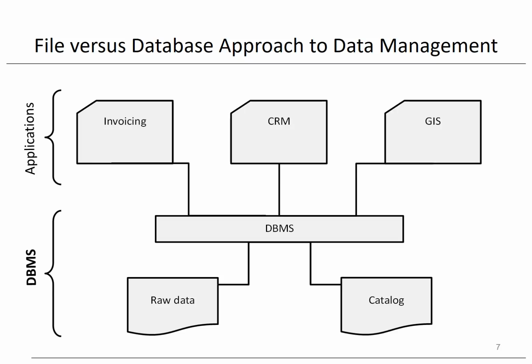The emergence of database technology provided a new paradigm for data management. In this database approach, all data is stored and managed centrally by a DBMS as illustrated here. The applications now directly interface with the DBMS instead of with their own files. The DBMS delivers the desired data upon request to each application. The DBMS stores and manages two types of data, raw data and metadata.